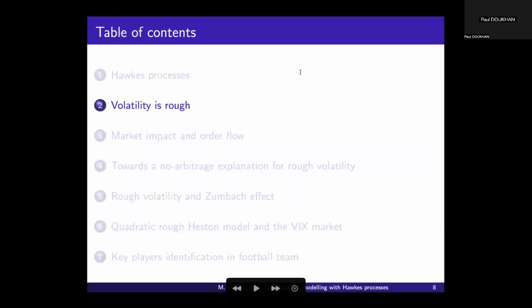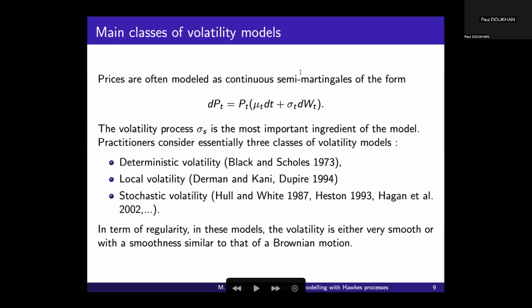Okay, so now I'm going to talk about something that seems totally different, and that's related to your talk, and then I'm going to make the connection with the Hawkes process. So now I'm going to talk about volatility.